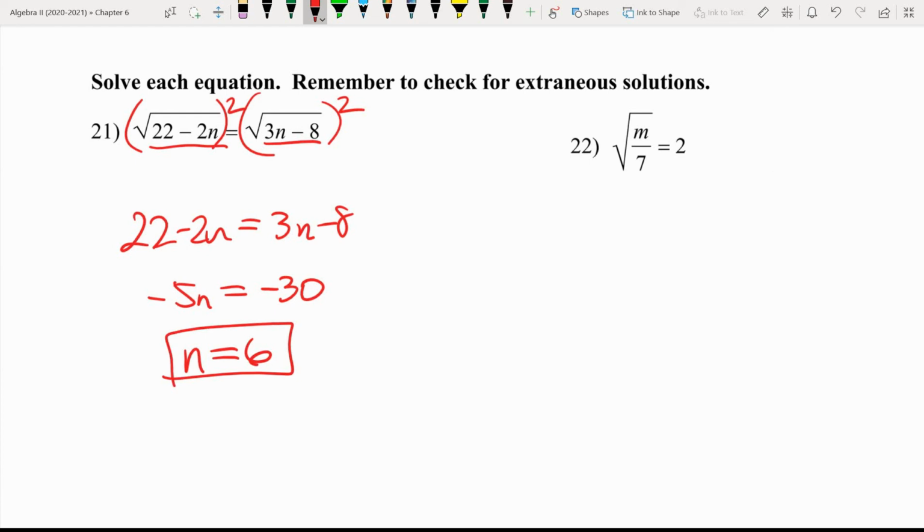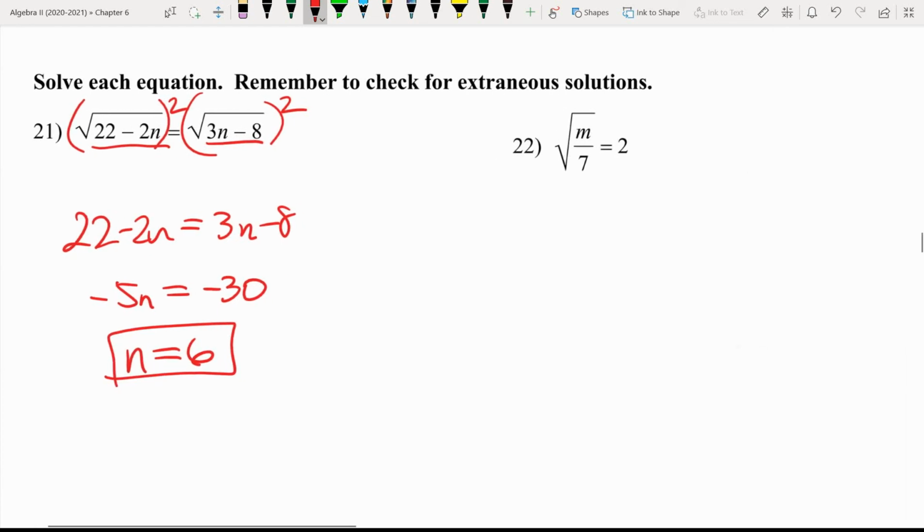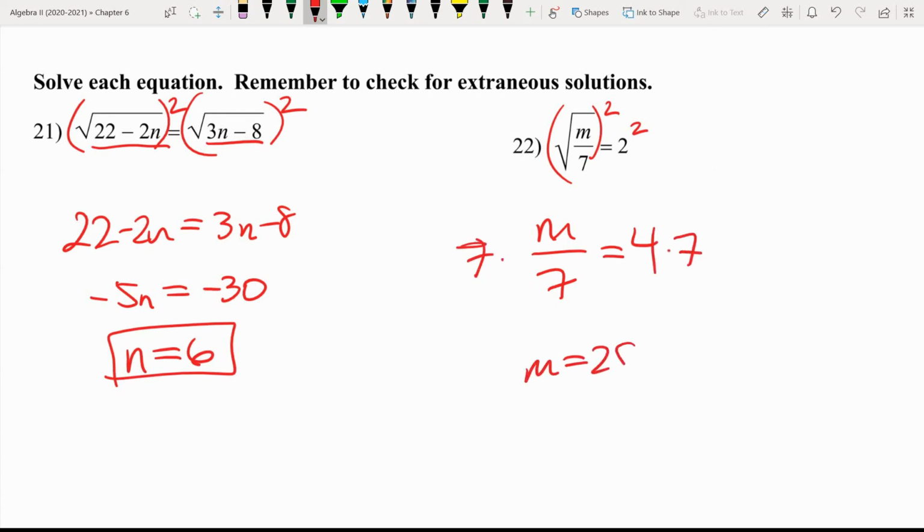Now this one, number 22, you really just wanted to square both sides right off the bat. Square the left, square the right. Don't forget to square that too, though. And you end up with m over 7 equals 4. Now all you have to do is multiply both sides by 7, and you get m equals 28.